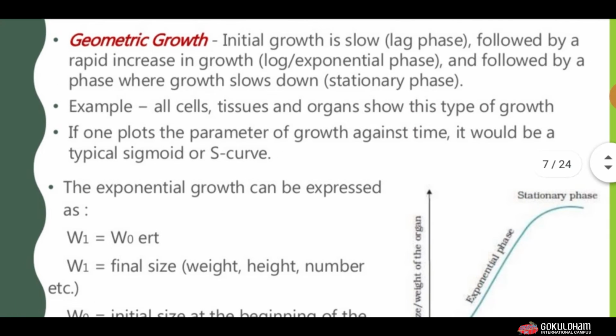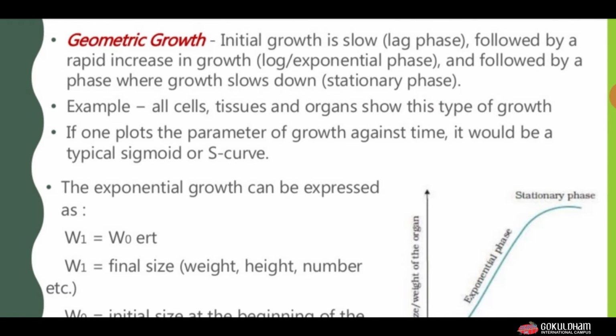Now next is geometric growth. The initial growth is slow, which is known as lag phase, followed by a rapid increase in growth, which is known as exponential phase, and followed by the phase where growth slows down, known as stationary phase. The examples of geometric growth are that all cells, tissues and organs show this type of growth. If one plots the parameters of growth against time, it would be a typical S curve.